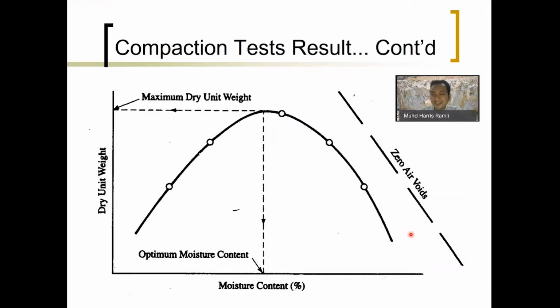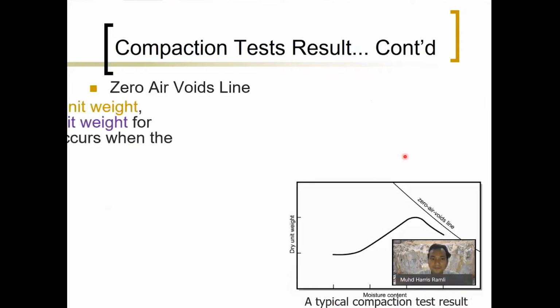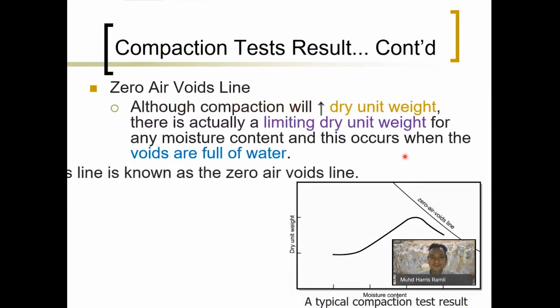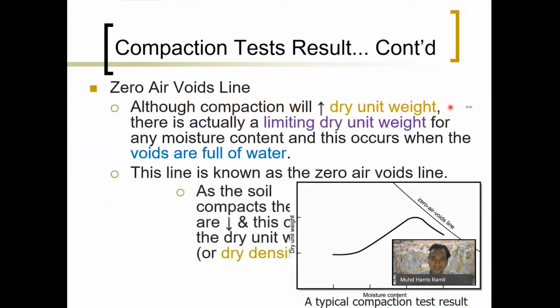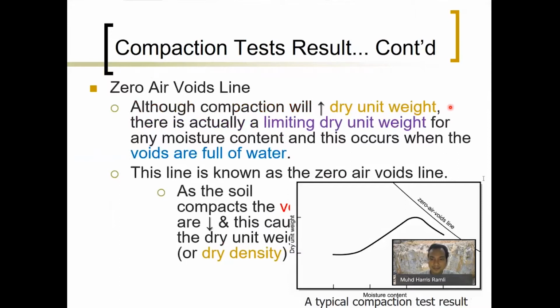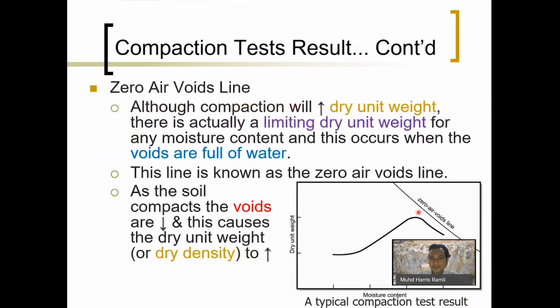You're going to see lots of curves. The top part we call the maximum dry weight or maximum dry density. This is the optimum moisture content. And as you can see, this is what we call the zero air void line. Although compaction will increase dry unit weight, there is a limit to the dry unit weight for any moisture content, and this occurs when the voids are full of water.